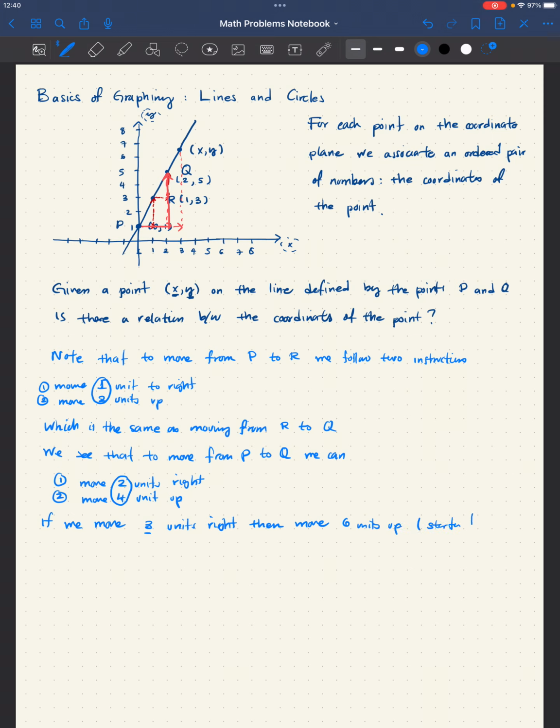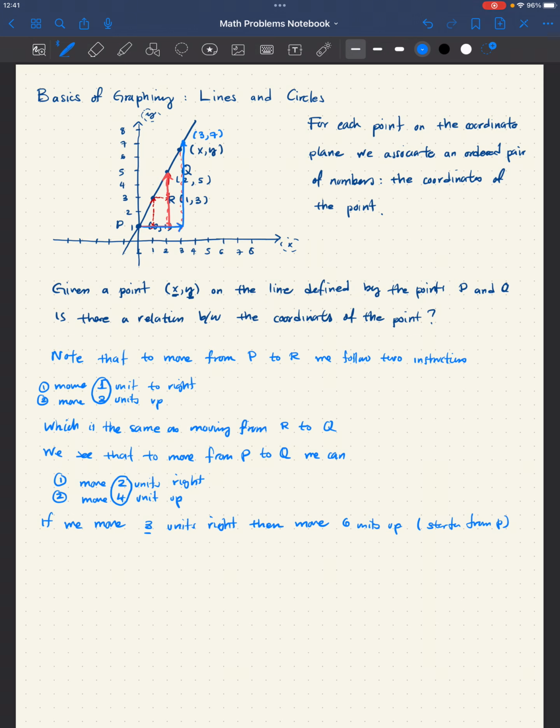And if I follow that instruction, well, let's give it a shot. Kind of like this. Move 3 units, then boom, all the way here. And yeah, indeed, in this case, we're going to land at the point 3, 7. And that is a point on the line.